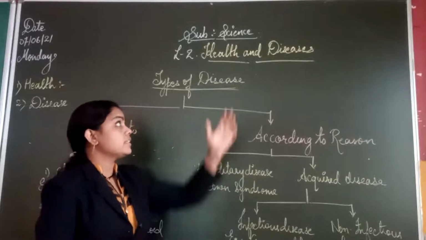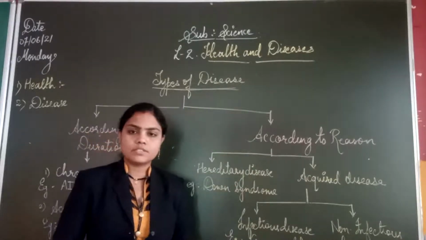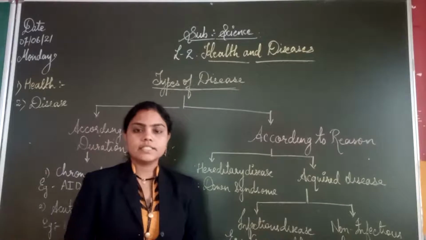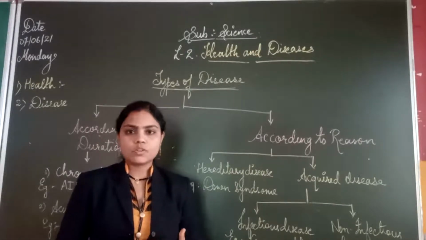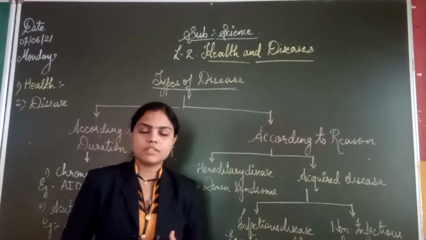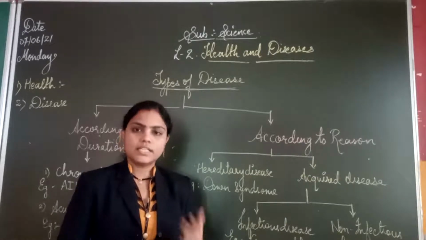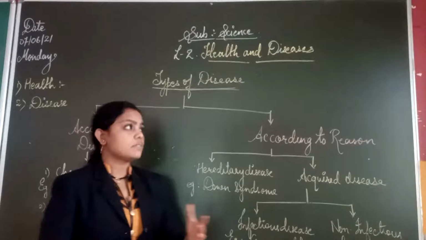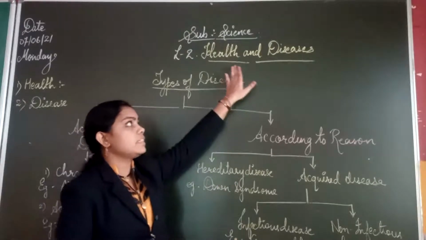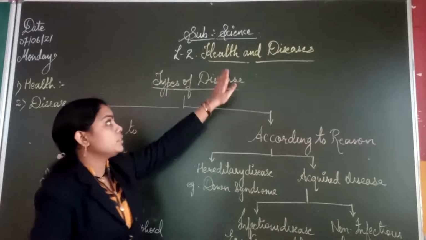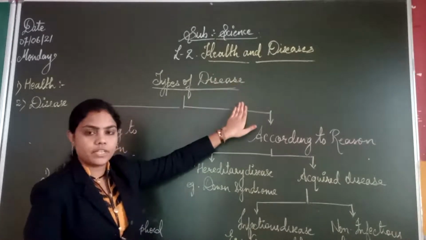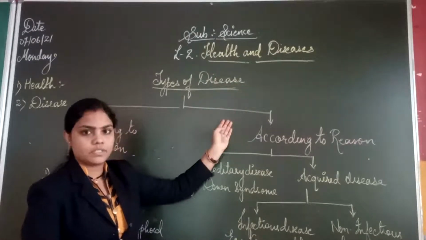Now next one, that is disease. What is disease? We can say basically the disturbance in the physiological or psychological process of the body is nothing but disease, right? So this is the meaning of health and disease. Now one by one let us see how disease occurs and what the various types are.